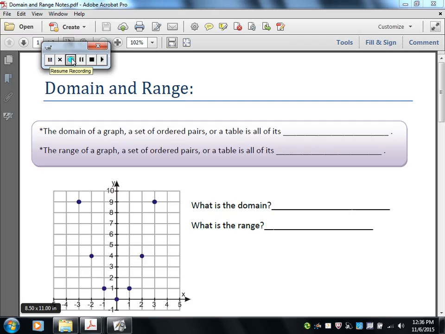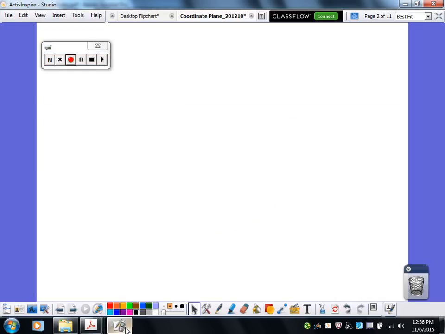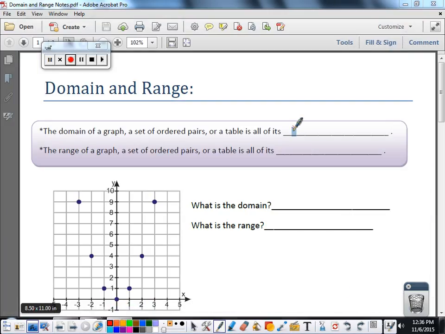So the domain, answer for me. The domain of a graph, a set of ordered pairs or a table, is all of its x values. And the range of a graph, a set of ordered pairs or a table, is all of its y values. All right. So this says what is the domain.